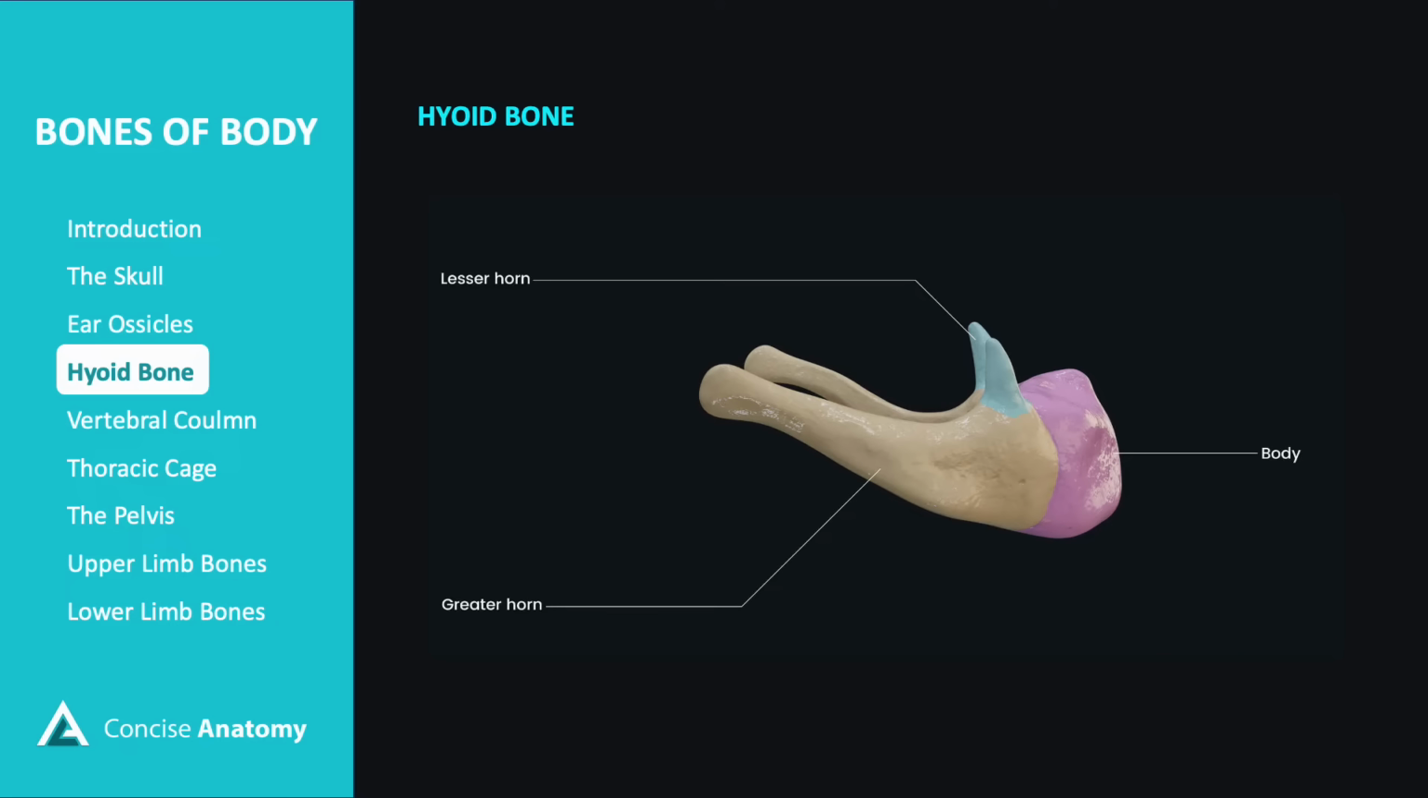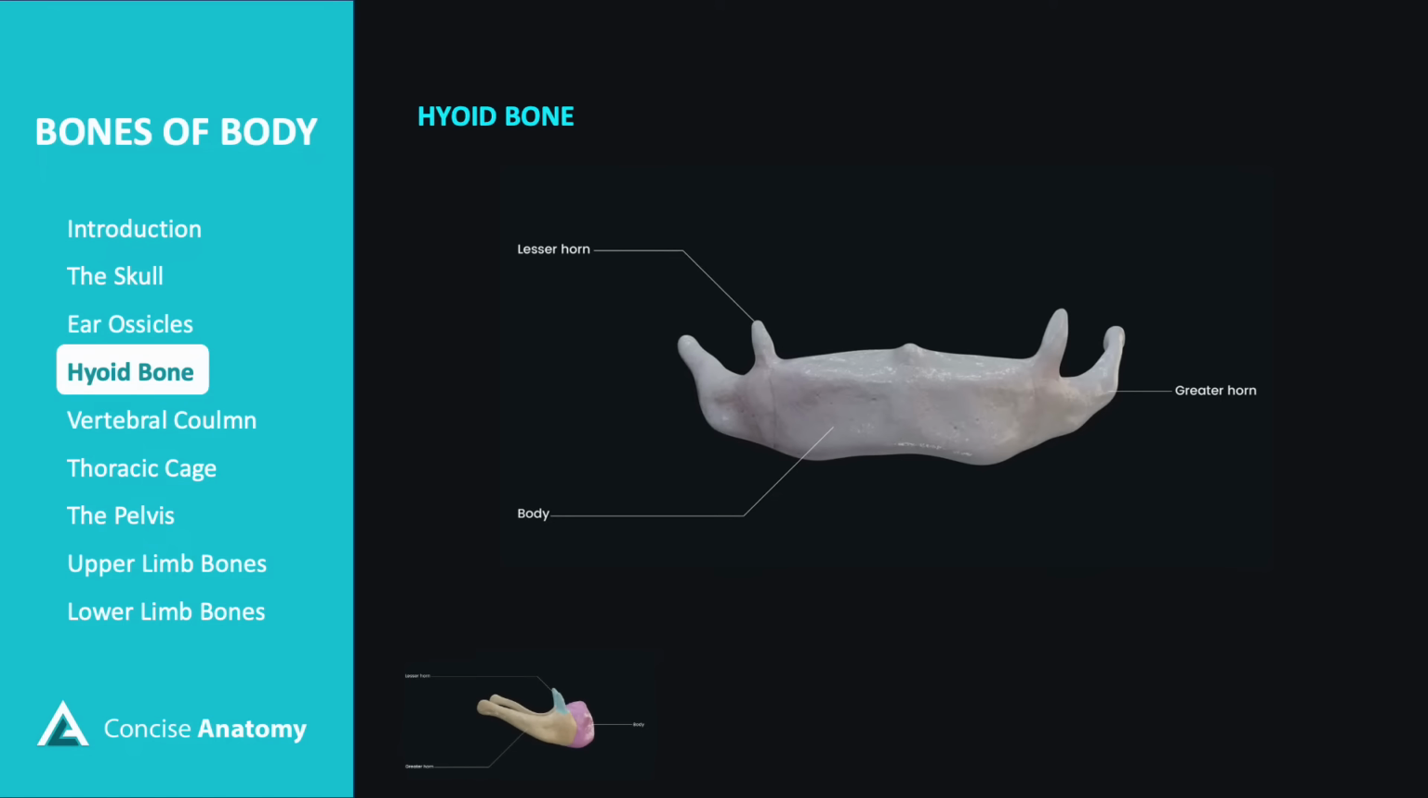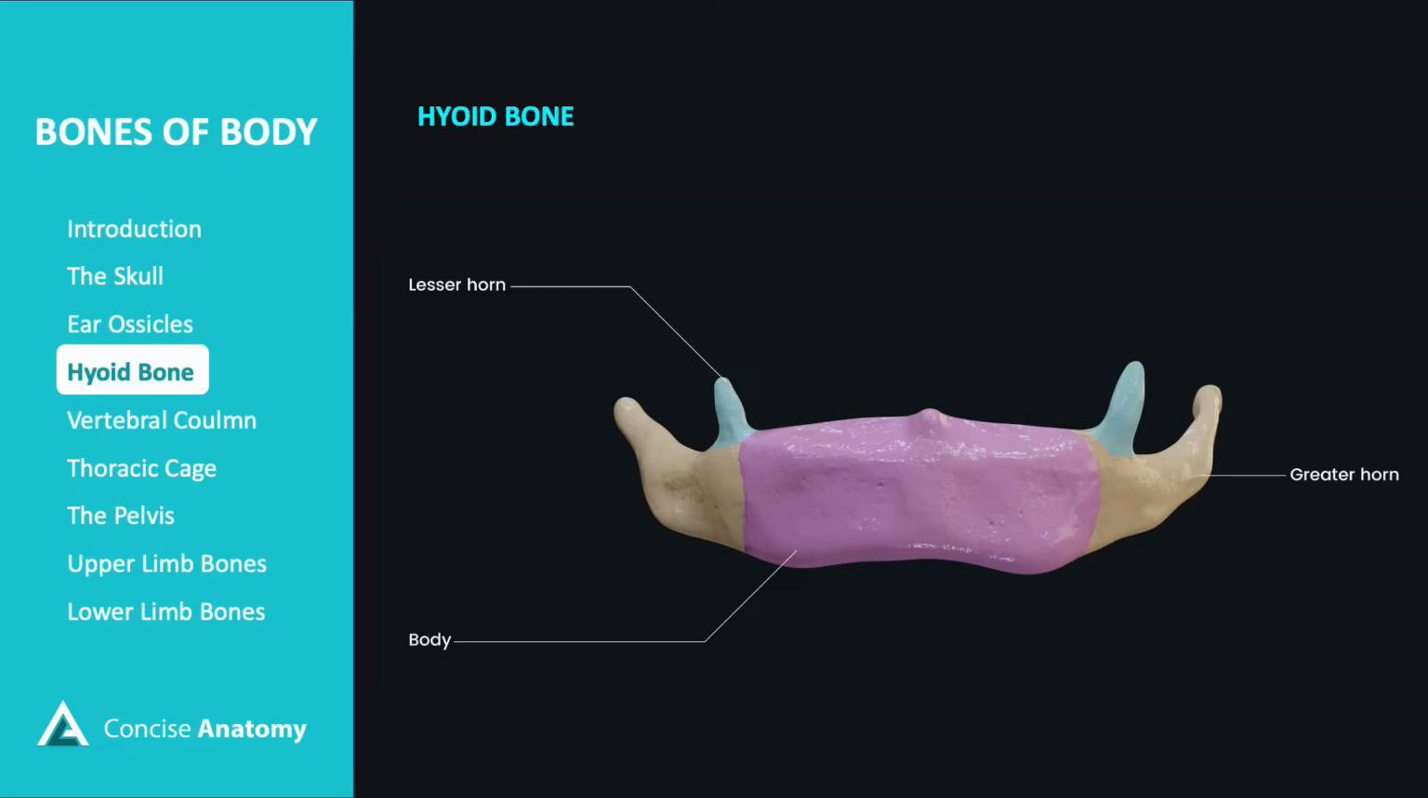The hyoid bone comprises a central body, greater horns extending laterally, and smaller, lesser horns, all serving as attachment points for muscles and ligaments. Here is a front view of the hyoid bone, showing its body, greater and lesser horns.